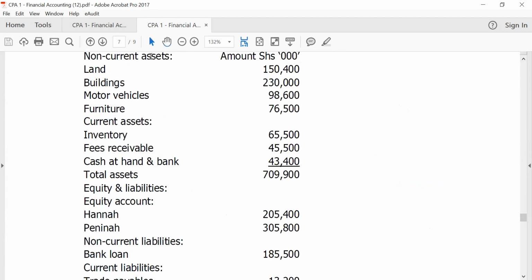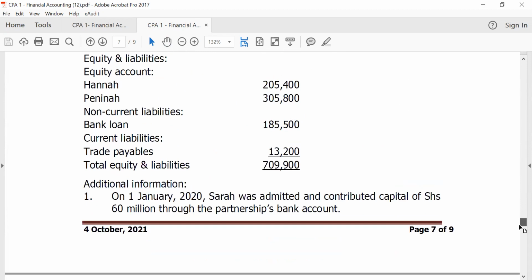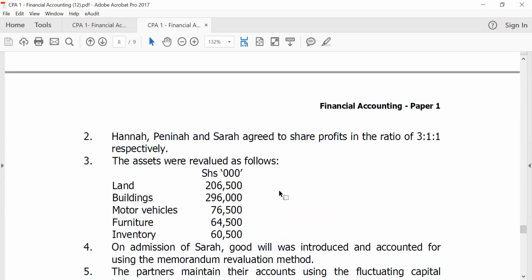So we have to change it. Remember, where land was at 150, the adjusted statement of financial position will not have land at this value. We'll have land at the new value of 206,500. The same thing will happen with the buildings. Same thing will happen with the motor vehicles. The same thing will happen with the furniture, and the same thing will happen with the inventory.